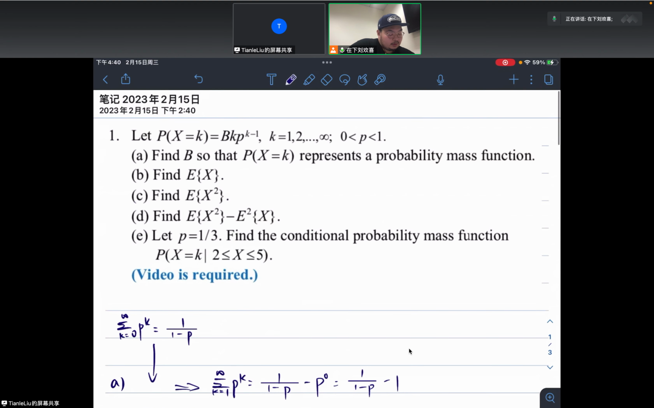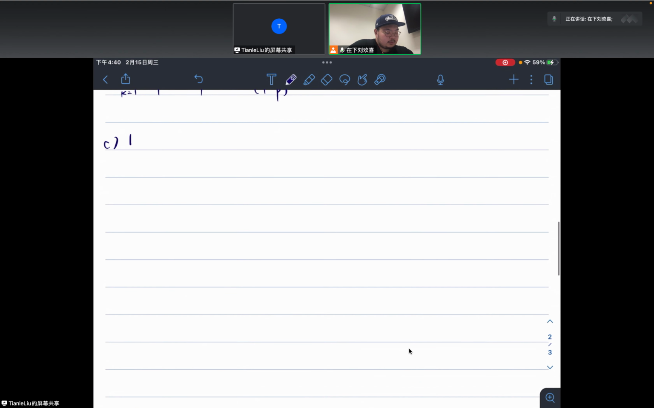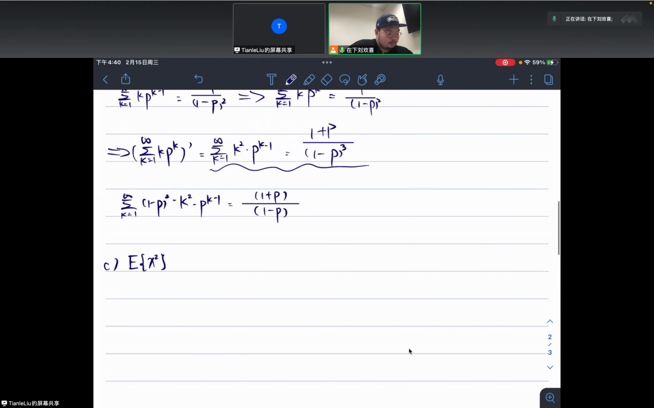We need to solve the expected value of X squared. So what do we need to do next? We still have to deal with the differentiation part, like we have it here, right? We have the sum from k equals 1 to infinity of k squared p to the power of k minus 1, which is (1 plus p) over (1 minus p) to the power of 3.